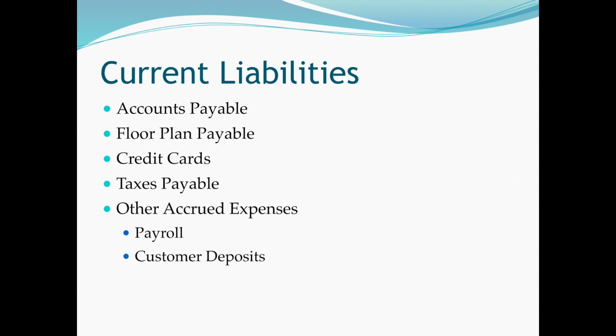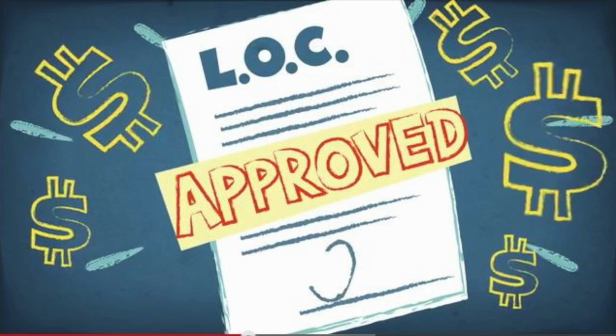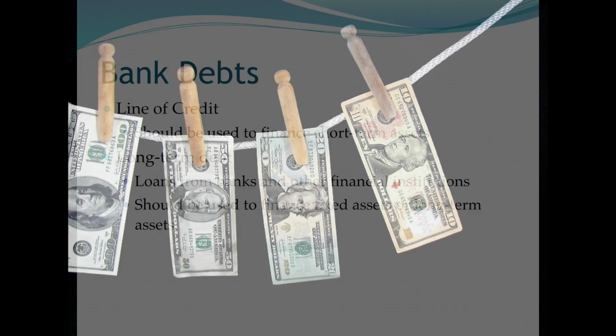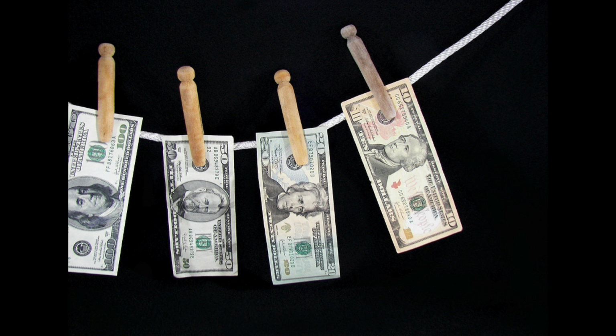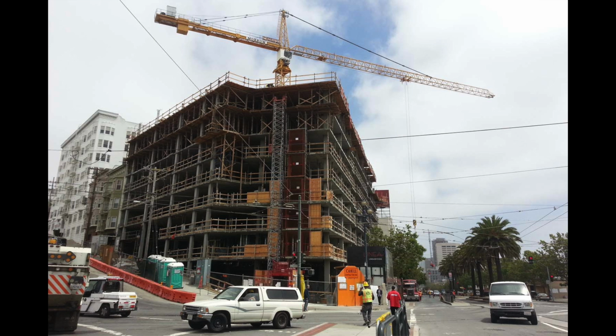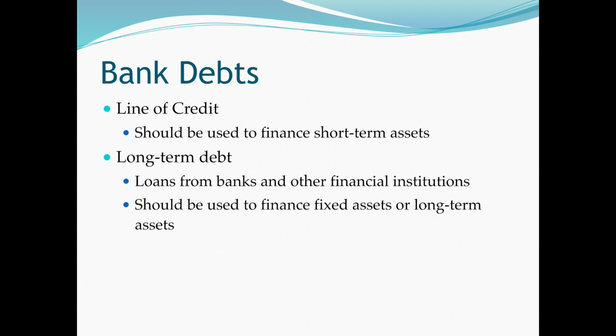The next liability we're going to talk about are bank debts. Now, there's two main kinds of bank debts. The first is a line of credit. This is a short-term loan from a bank that can be used for inventory or financing any kind of short-term assets. Now, the other type of bank loan is long-term debt. Now, these are any loans that mature in greater than 1 year. In other words, you have more than 1 year to pay off the principal of these notes. These are generally used to finance long-term assets, so building improvements, fixed assets, and any other asset that will give you benefits for future years.